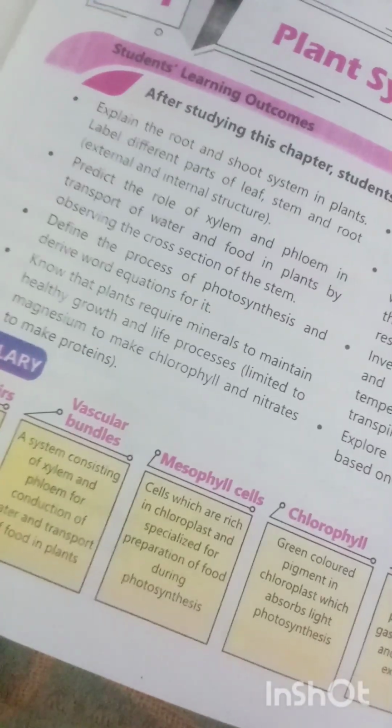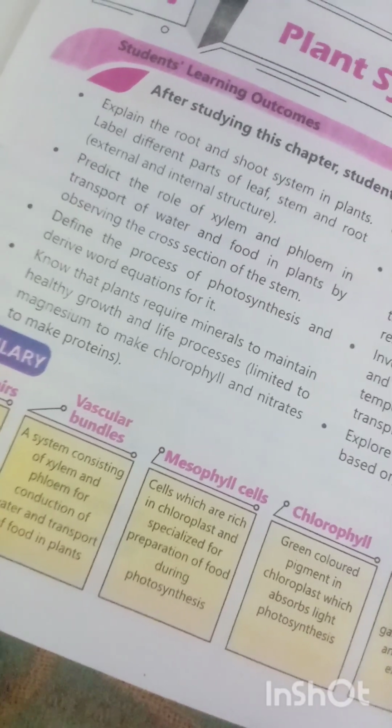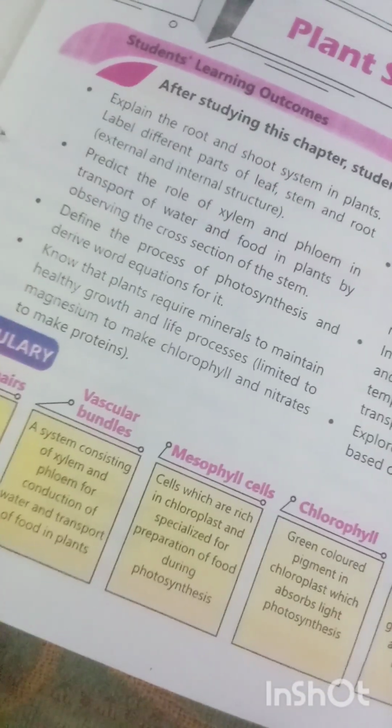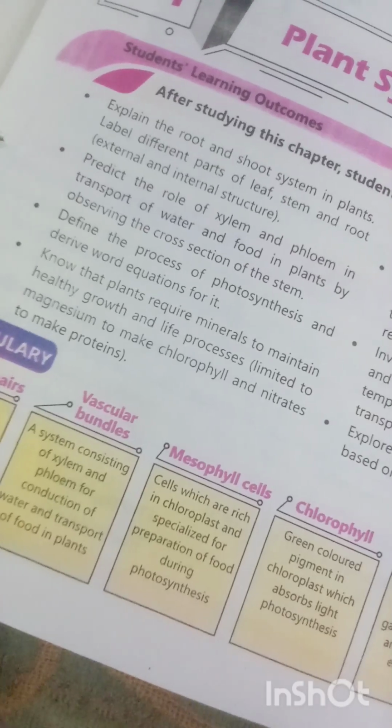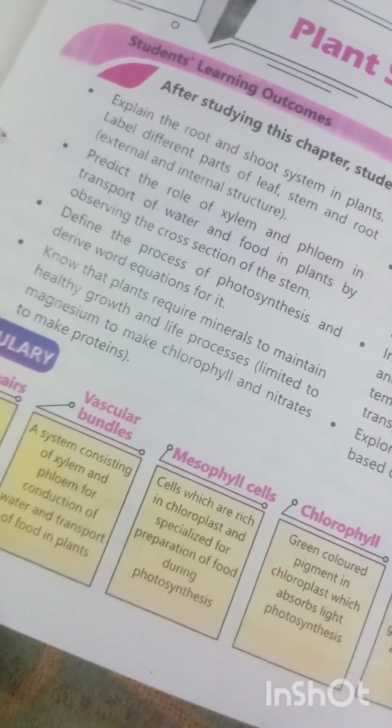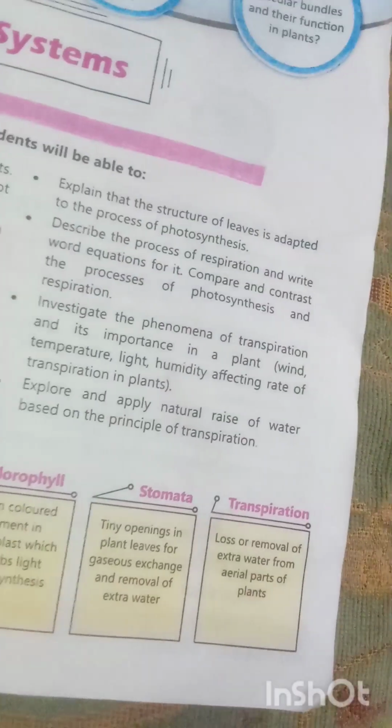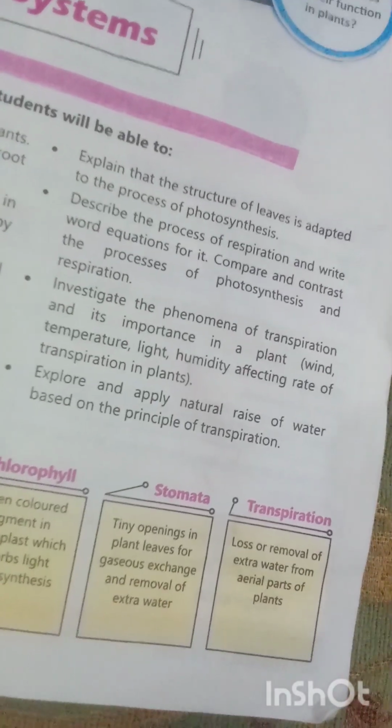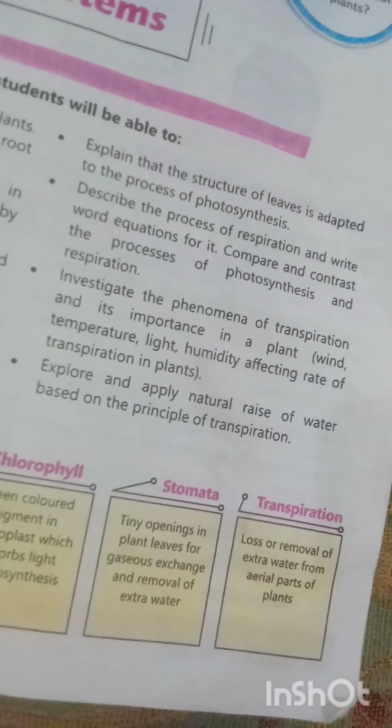Plants require minerals to maintain healthy growth and life processes, limited to magnesium to make chlorophyll and nitrates to make proteins. Explore and apply a natural way of water based on the principle of transpiration.